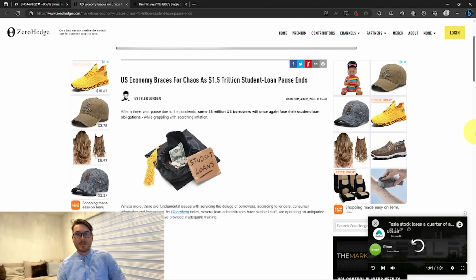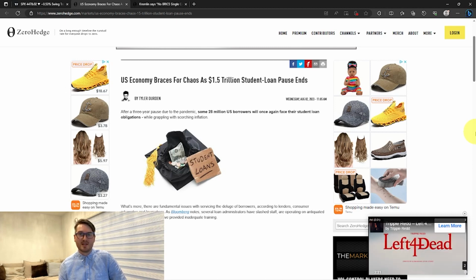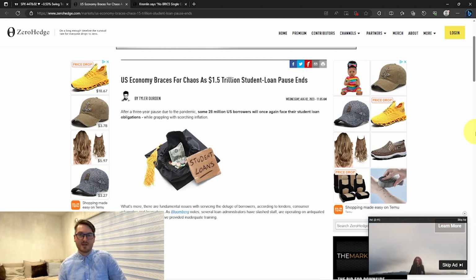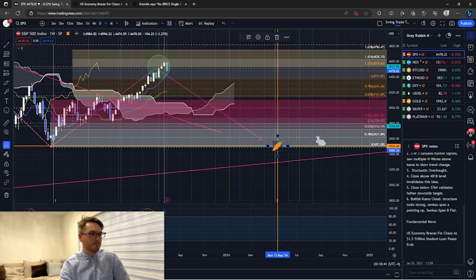Guys, just from a fundamental standpoint, this is not good for the overall equities market. And I'm expecting people to start dipping into their 401ks as they exhaust their credit limits, as they exhaust their savings. So, just from a fundamental standpoint, this seems bearish in my opinion. So yeah, that's what I have for the S&P 500.